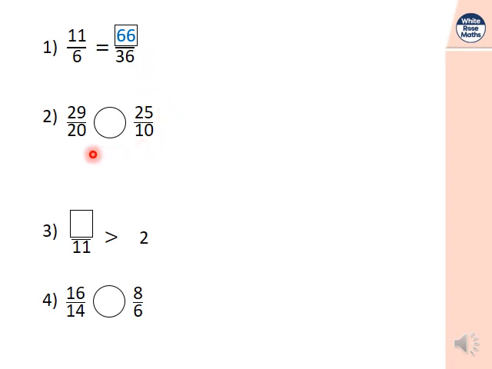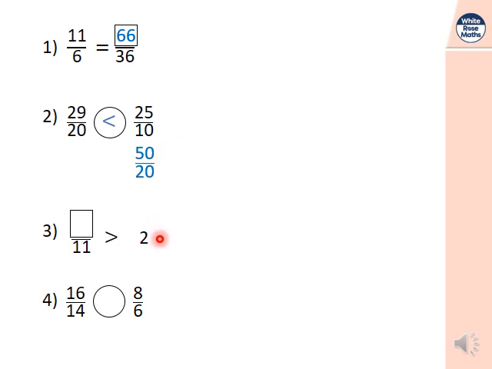And we've got the next one here. Question 2, it says 29/20, and we've got to work out what symbol would go here for 25/10. Now again, the numerators aren't the same, the denominators aren't the same, so what fraction could we change to make it easier? We could multiply 25/10 by 2, change it to 50/20, and now we can see that we've got 29/20 and 50/20, and we should have said that 29/20 is smaller than 50/20.